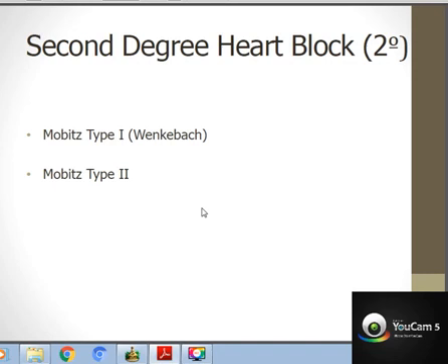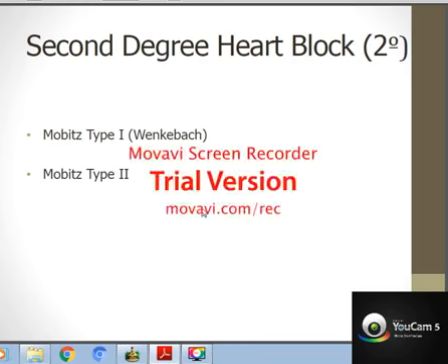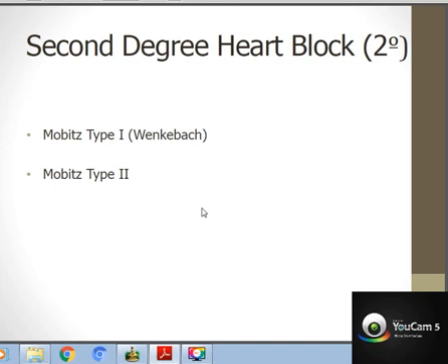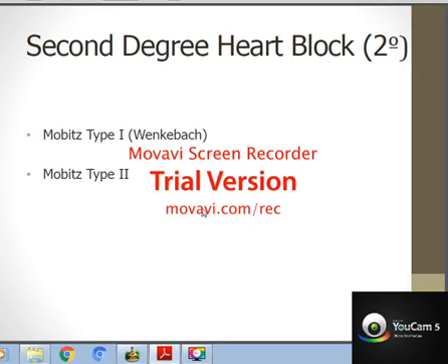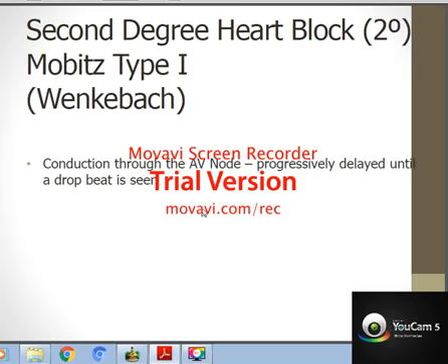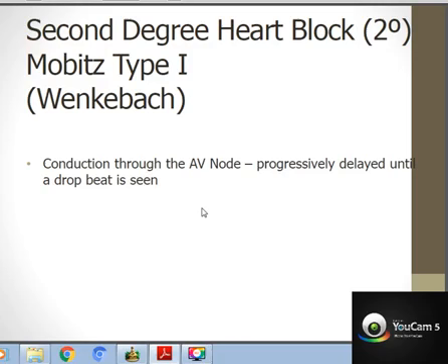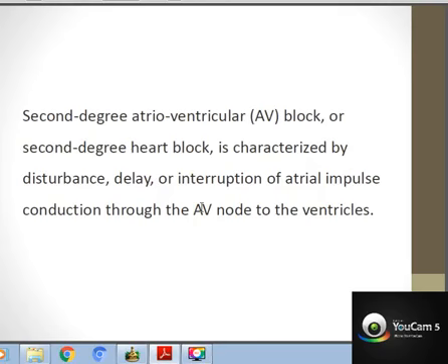The next one is second degree heart block. Second degree heart block is of two types. We say it as Mobitz type 1 and type 2. Mobitz type 1 is otherwise called Wenckebach heart block. So first degree and second degree heart block. Second degree is again classified into Mobitz type 1 and type 2. Wenckebach is the other name given for Mobitz type 1. We will see how it looks. In Mobitz type 1 Wenckebach, conduction through the AV node is progressively delayed until a dropped beat is seen. I will show you in the ECG.